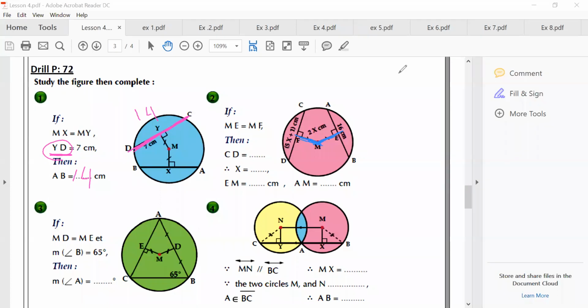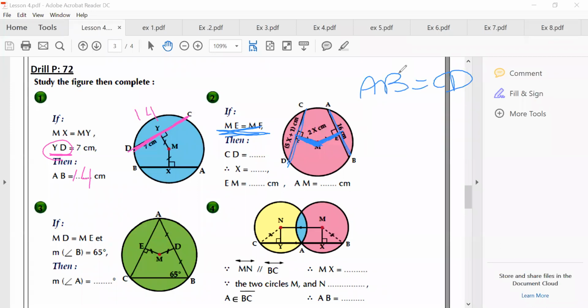What we have said today is that if I have two equal chords and I have the perpendicular distance from the center to these chords, these two distances will be equal, and vice versa. If the two distances are equal, then the two chords will be equal. So when he told you that ME equals MF, then AB will be equal to CD.